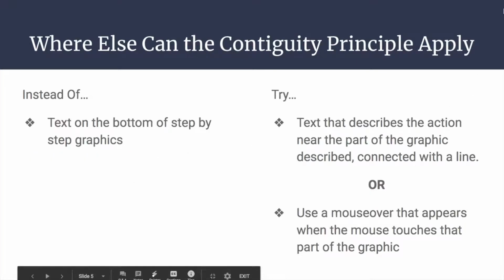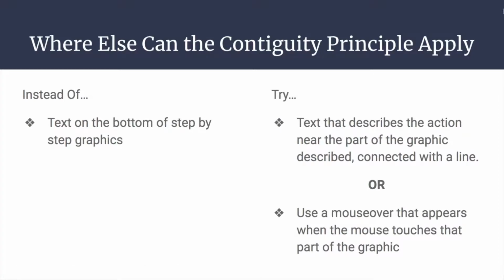So, where else can the contiguity principle apply? Some of the things that Clark and Mayer said in the chapter were that instead of text on the bottom of step-by-step graphics, so if you have different shots of a process, you should have the text that describes the action near the part of the graphic described, connected with a line, or they suggest using a mouse-over that appears when the mouse touches that part of the graphic. So sort of like a pop-up window. They do say one of the drawbacks of that is that the text disappears once the mouse moves away. So depending on the type of learning you want the student to do, that might not always be the best way, but it is an option that you can certainly look at.